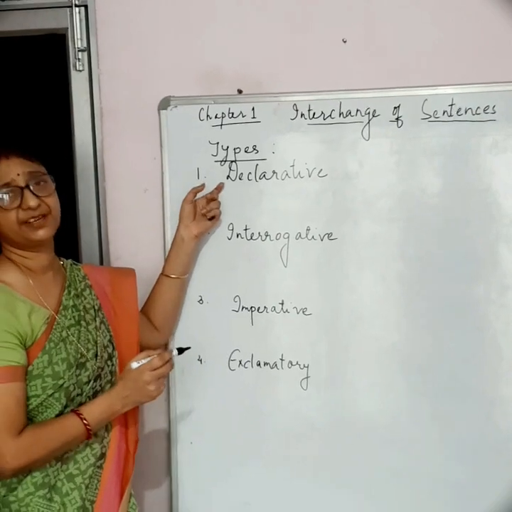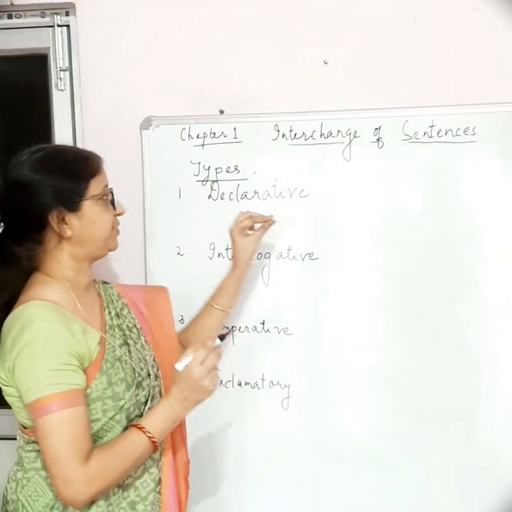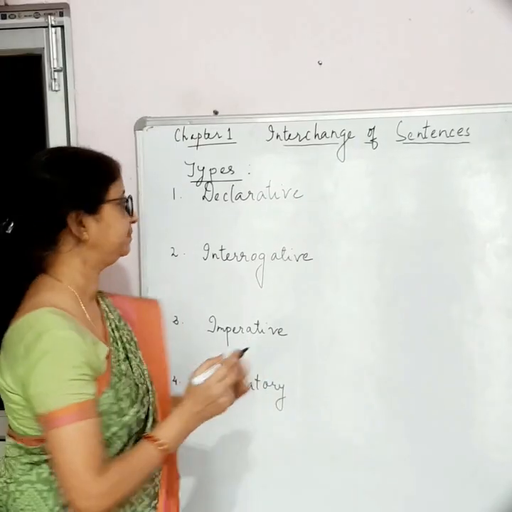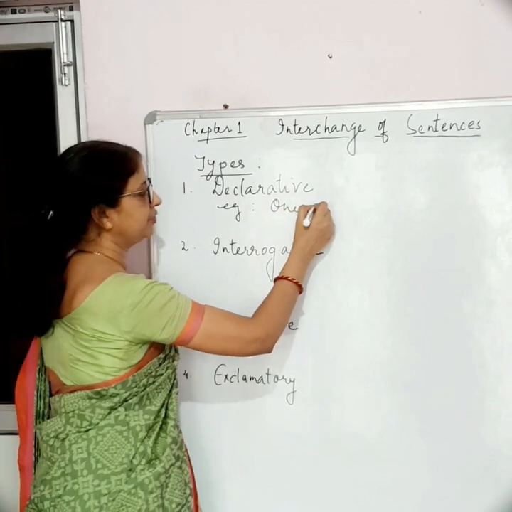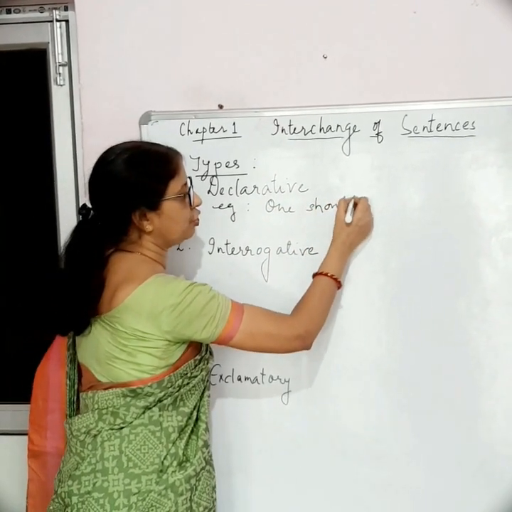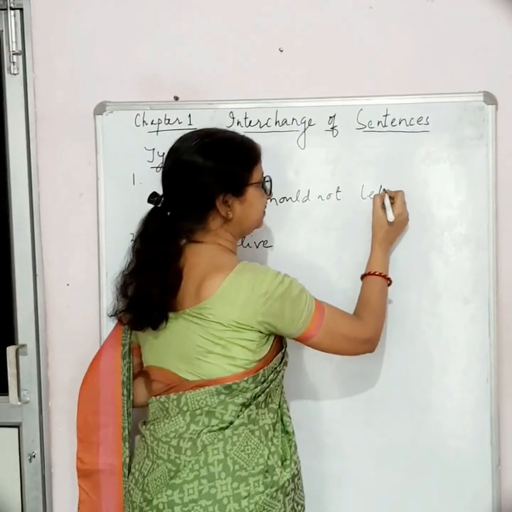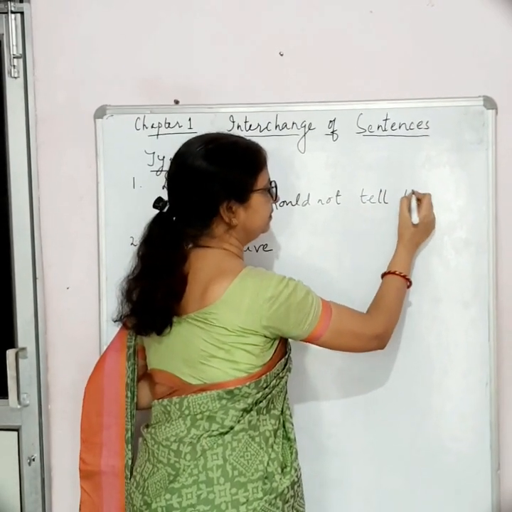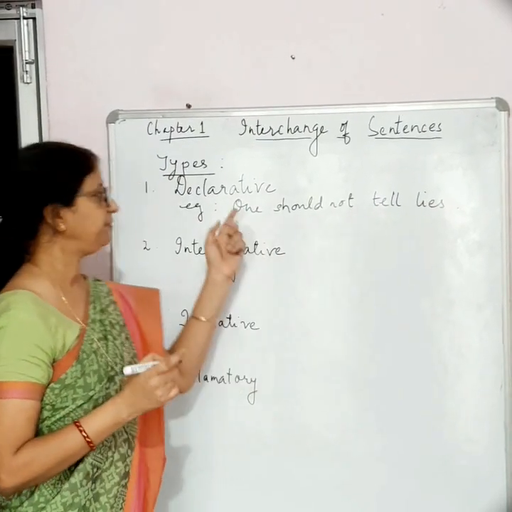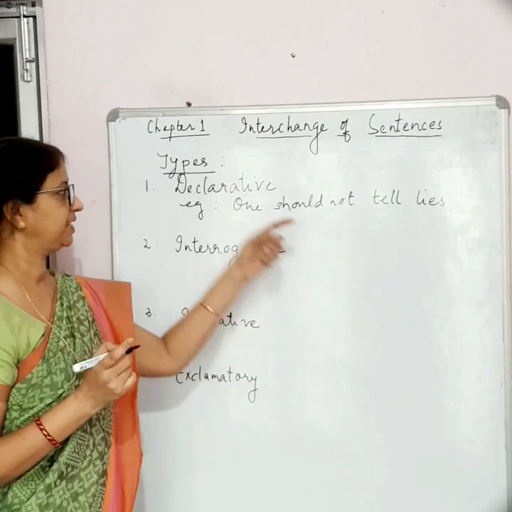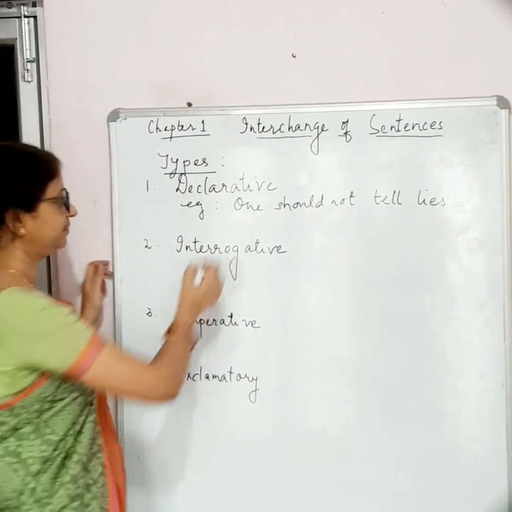First, declarative sentence or an assertive sentence. It asserts something or states something. Okay? For example, one should not tell lies. One should not tell lies. We assert something here. This is a negative assertive sentence or negative declarative sentence.